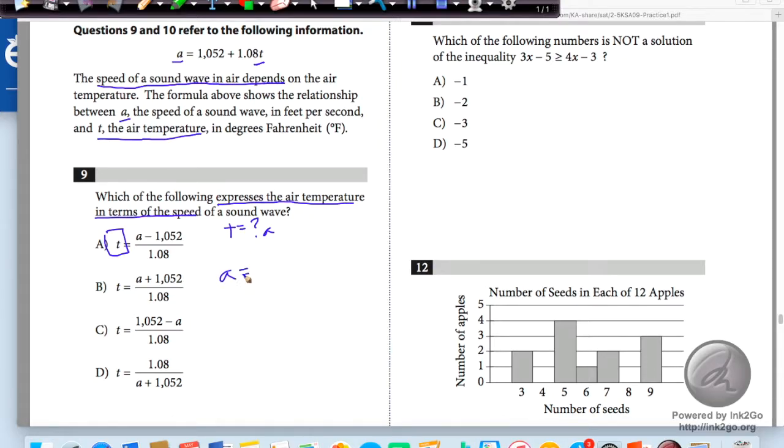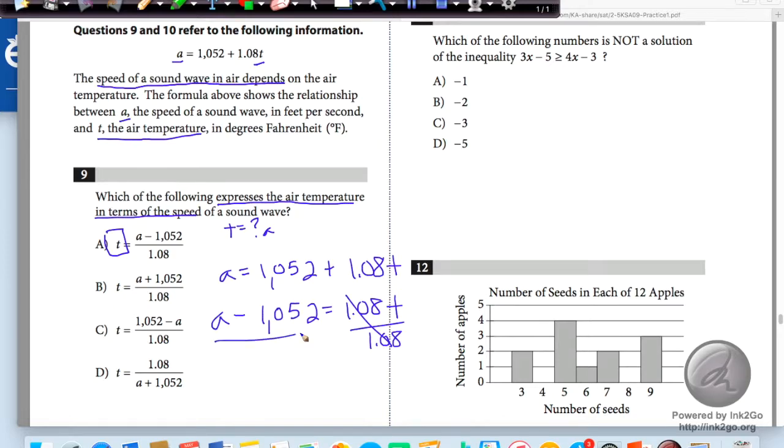Well, if I have A equals 1052 plus 1.08 t, I can subtract this, so this becomes A minus 1052 equals 1.08 t, and if I were to divide by 1.08 to both sides, right, I would then isolate t by itself. This should be somewhat of what I'm expecting for my answer.